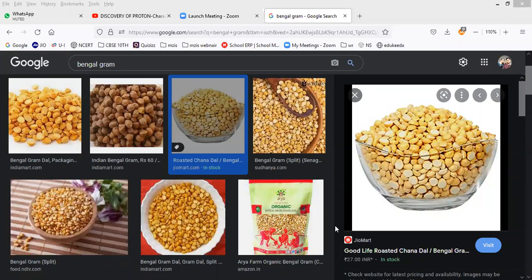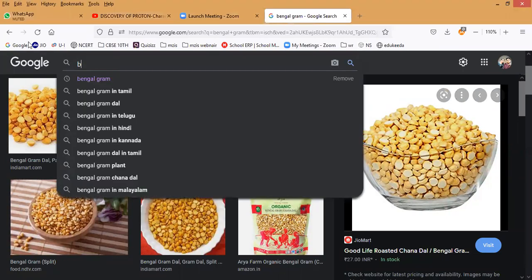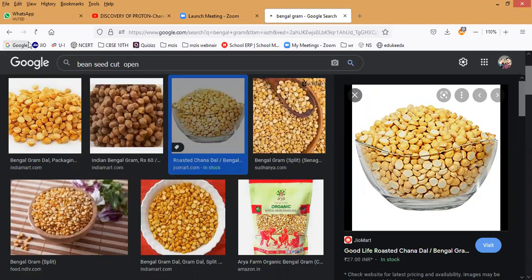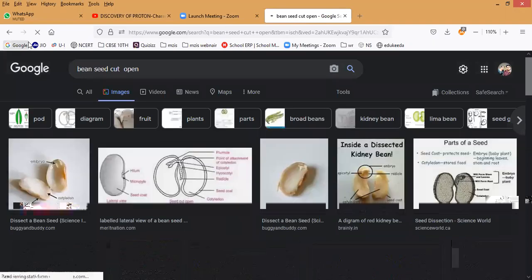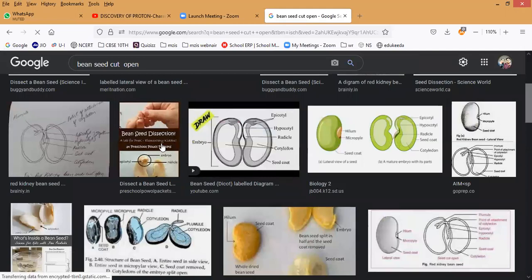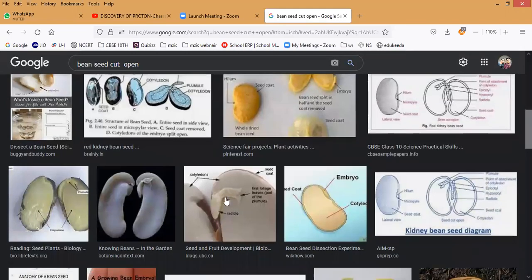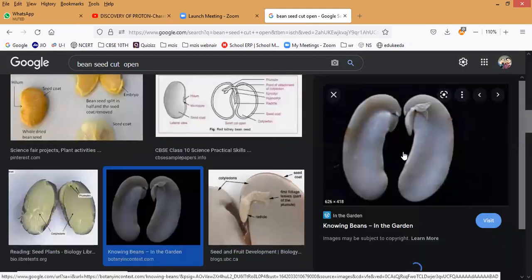You might know the bean seed. Have you heard about bean seed? Yes, please respond. If you cut open a bean seed, you can see how the baby plant is present. Now you might see this picture. Have you been able to see this picture? If you have it in your home, you can open it and see it clearly. If you open the bean seed, it will look like this. Is it yes or no, guys? Please respond.